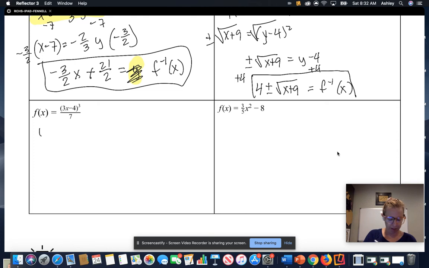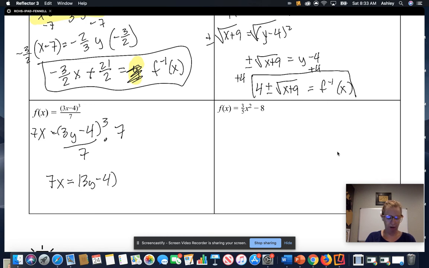So again, start by replacing x and y. In fact, if you want to get fancy now that you get the general idea, we're already just going to replace, right? So we're going to say x equals (3y minus 4) cubed over 7. Okay, step one, we want to multiply by 7, get it to the other side. So now we have 7x equals (3y minus 4) cubed, and we are going to have to undo this cube with a cube root.